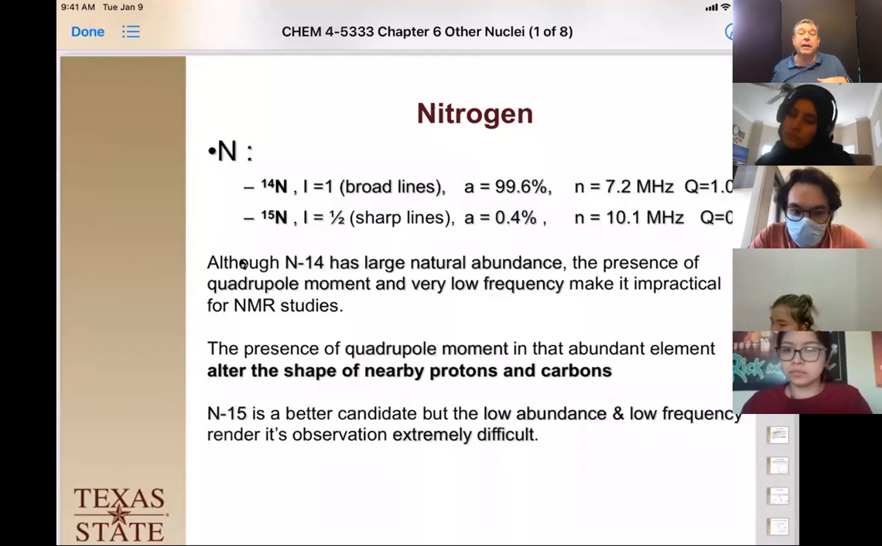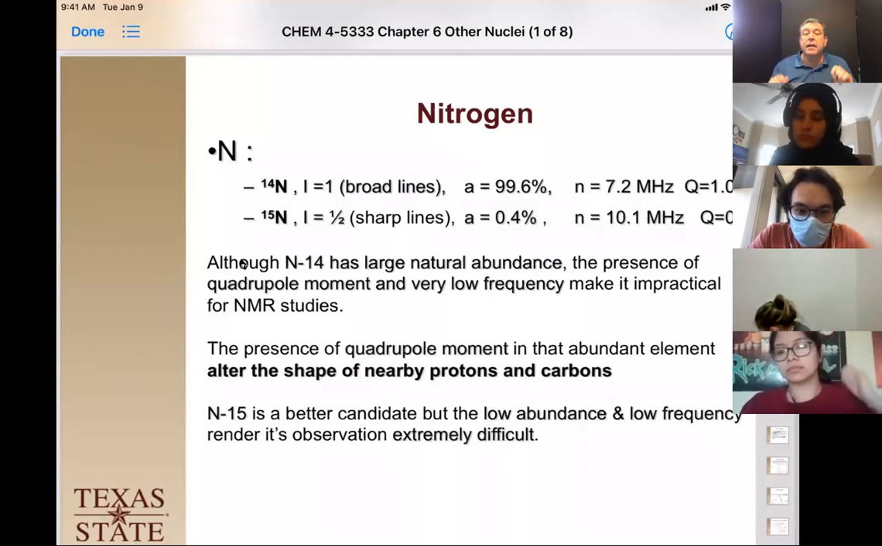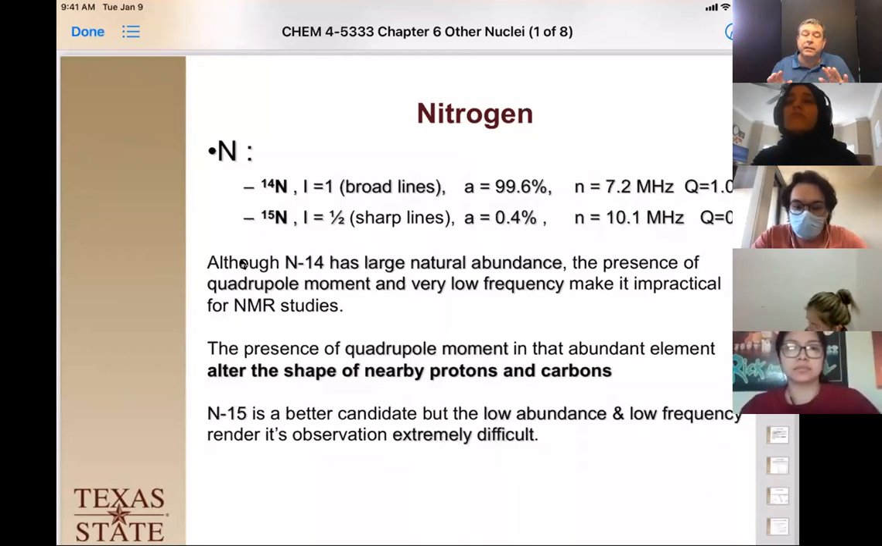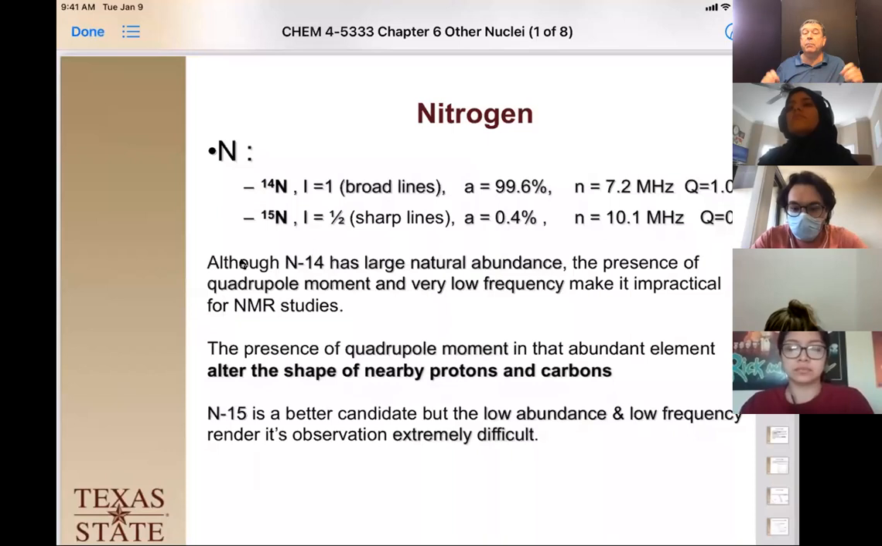Now remember, carbon's a little higher at 1.1%. However, nitrogen 15 has a low frequency, which makes it a little bit harder to see, because the higher the field of the magnet you have, the greater the frequency difference, and we can actually see those different signals as well. But even though it has such a low atomic abundance, it actually has a decent susceptibility, so we get a decent signal-to-noise ratio.